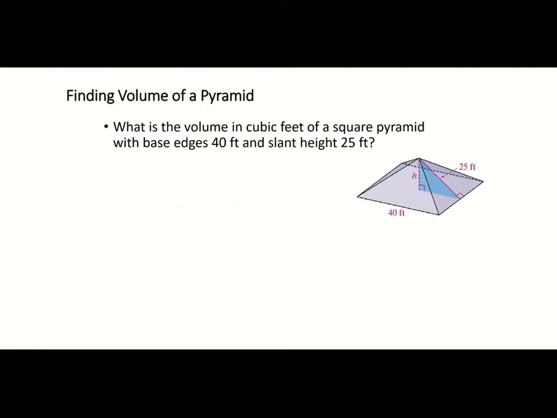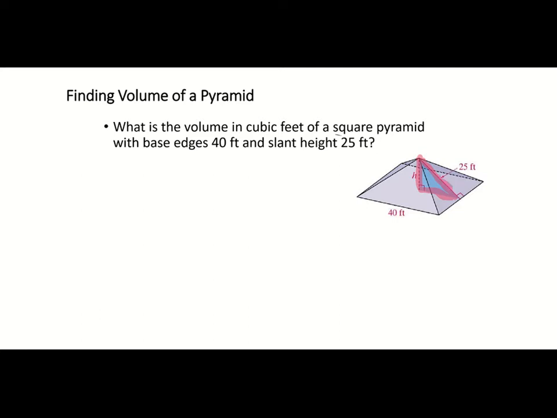All right, so here we have to find the volume of this pyramid, and we have that it is a square pyramid because they told us that. Then we also know that the base has edges of 40 feet and a slant height, which is this height right here, of 25 feet. But we need to know this height right here. If you notice, they did draw in those right angles. The height of the pyramid goes from the top to the center of the pyramid.